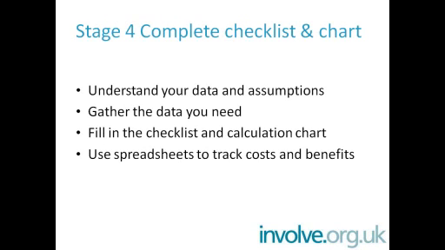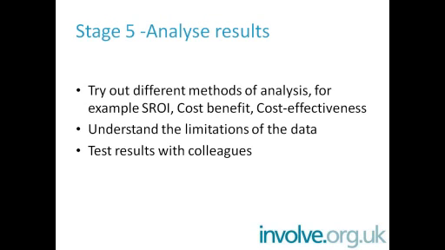In stage 4, what you then do is you complete the Excel checklist that the toolkit comes with, and you challenge it. You look at the data and your assumptions. You gather the data, you fill it in, and you then start to look and see what's this showing me. How can I improve the data? What else do I need to capture? And then you analyze the results, and you might want to look at social return on investment.